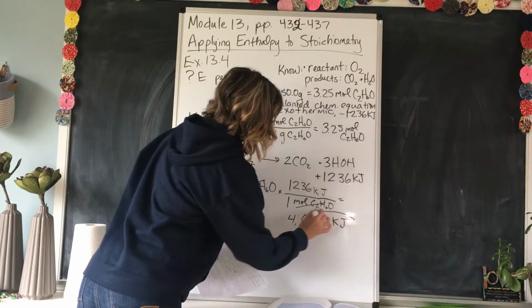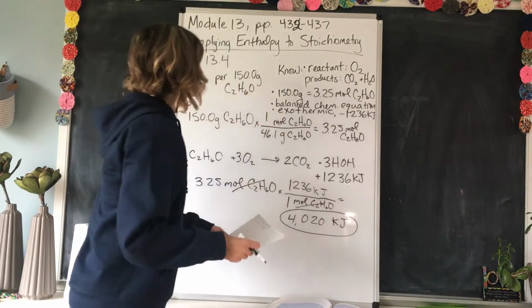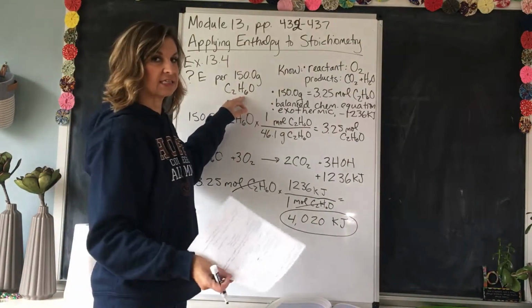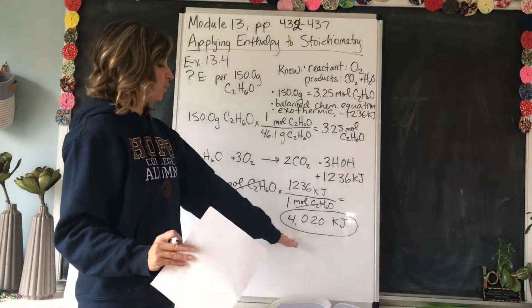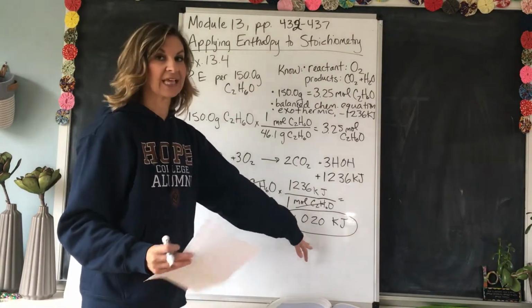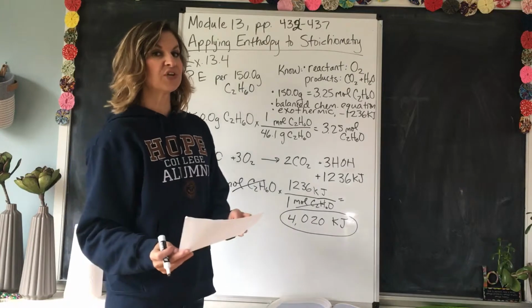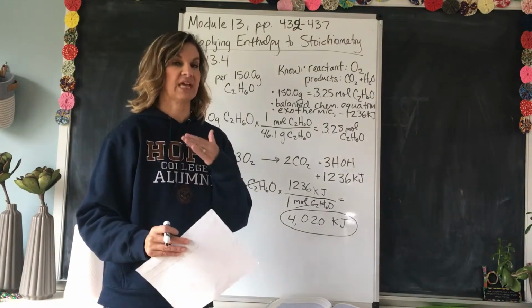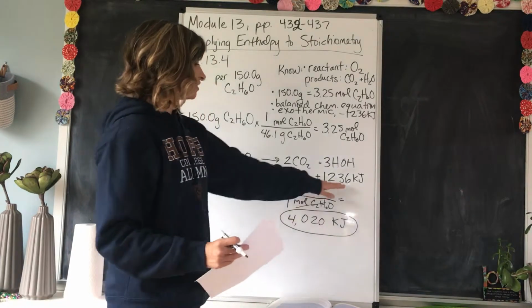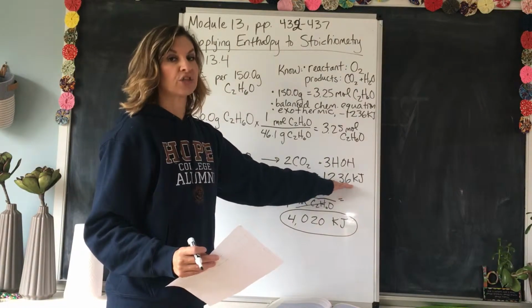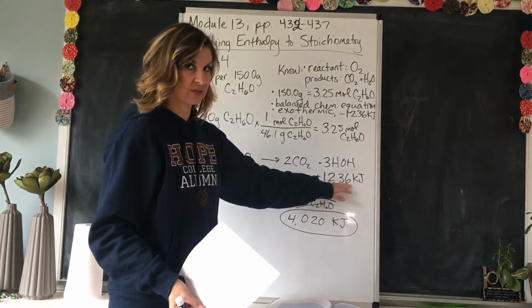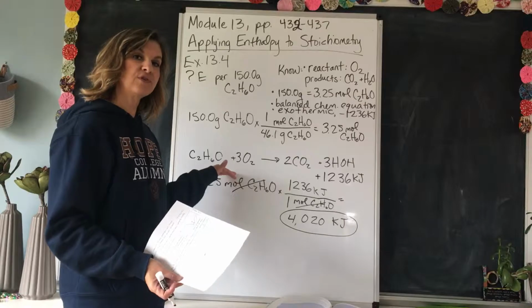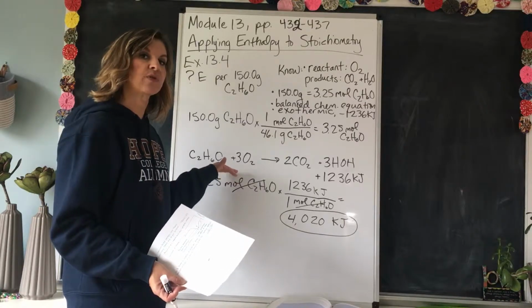So the problem asked us how much energy would be produced if we burned 150 grams of ethyl alcohol with excess oxygen, and we found out that we would produce 4,020 kilojoules of energy. So that's how you apply enthalpy to stoichiometry. You have to have a balanced equation, and you have to add your energy to the product side if it's exothermic. If it would have been an endothermic reaction, we would have used energy, so we would have added it to the reactant side.